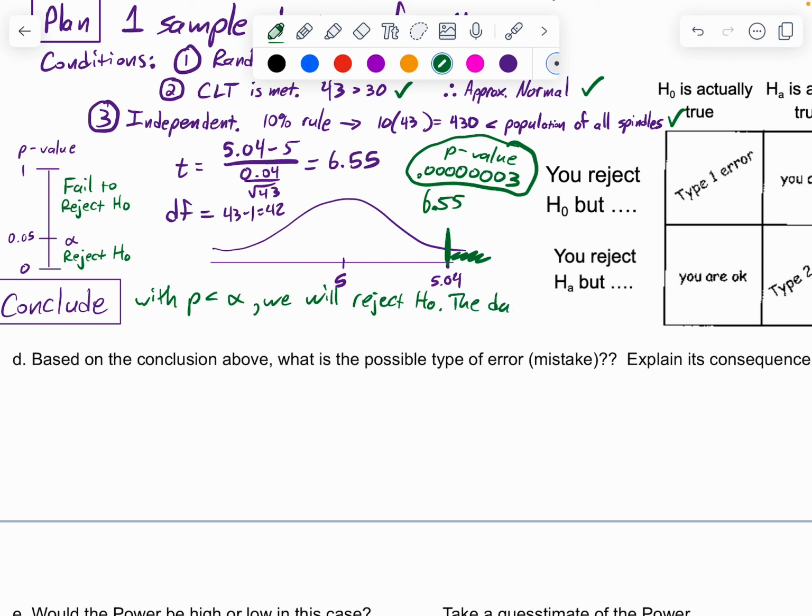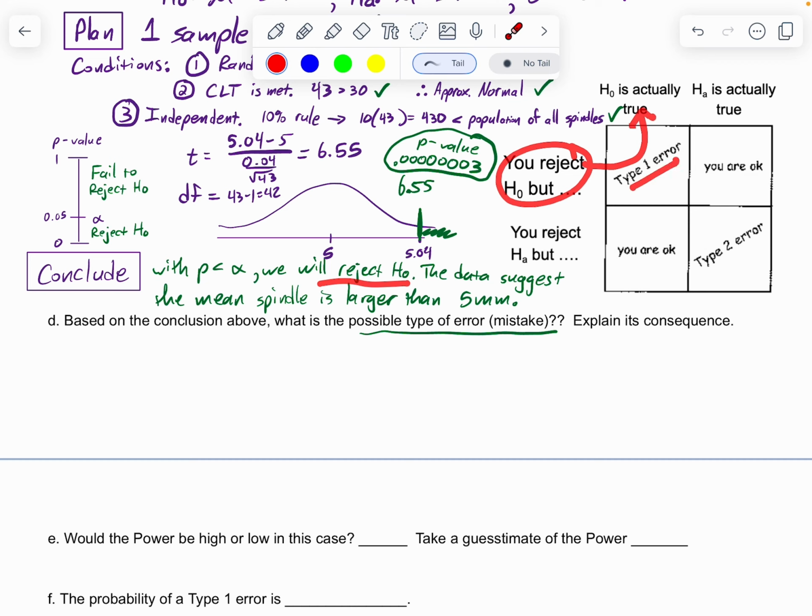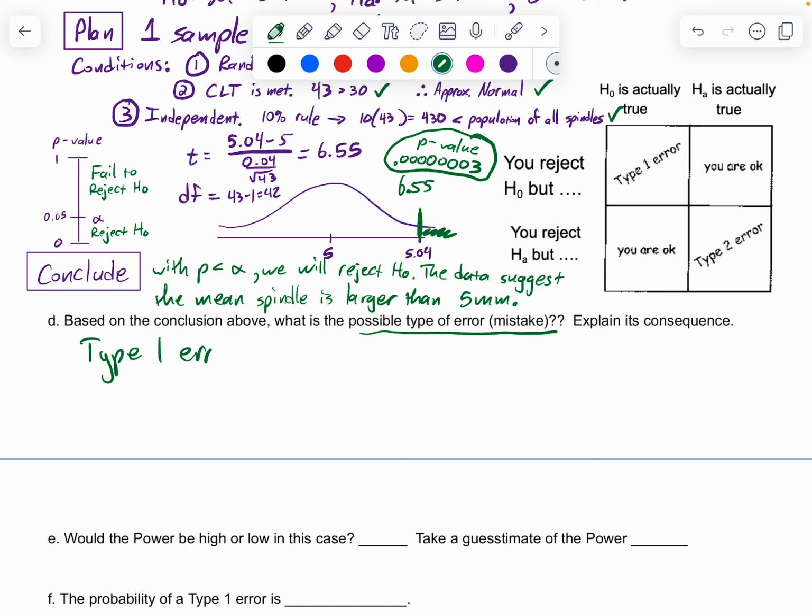The data suggests the mean spindle size is larger than 5 millimeters. Okay, based on what they did, what kind of mistake could they have made? Well, when you reject the null, but the null is actually true, that's a type 1 error. Okay, type 1 error. And what are the consequences of this?